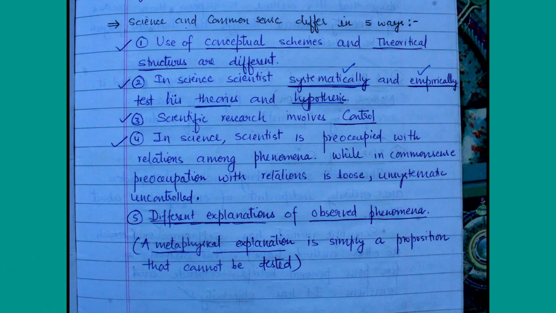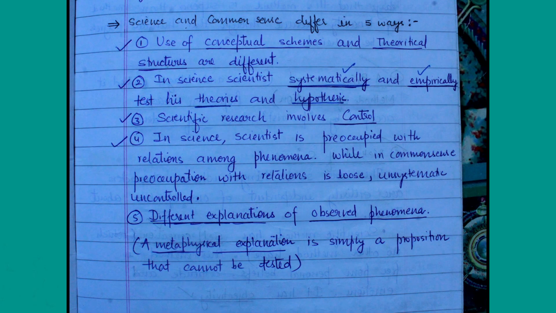We do not do this practice in common sense. That's why common sense is not systematically and empirically studied if you want to draw conclusions on the basis of common sense only. So no systematic, no empirical evidence tests are done when drawing conclusions from common sense only. When you systematically and empirically involve theories and hypotheses and study common sense according to them, then it will become the practice of science. So scientific research involves control. Common sense does not involve control.